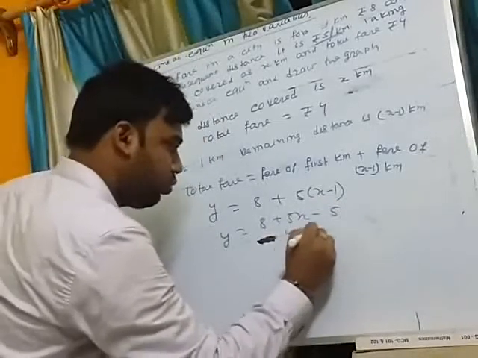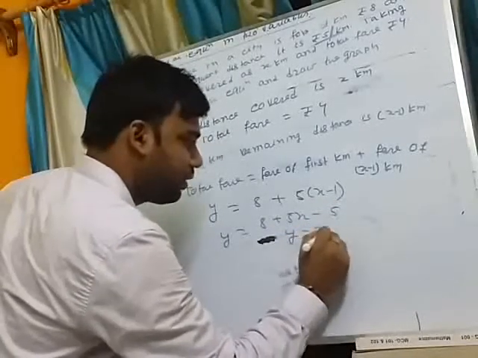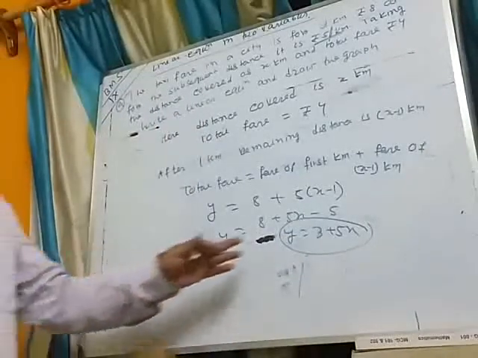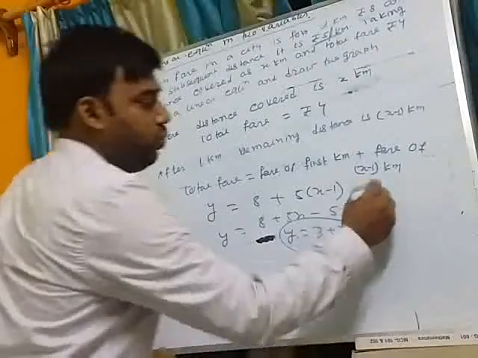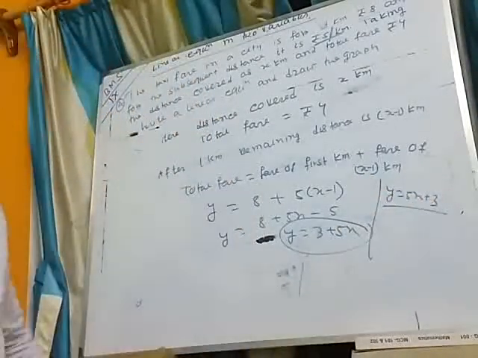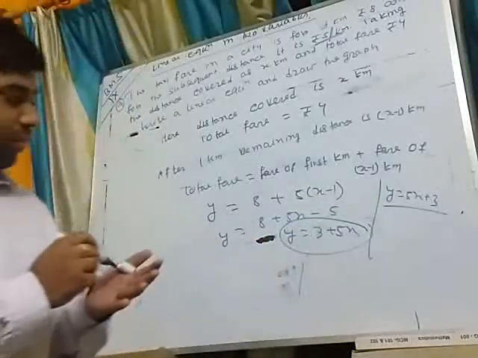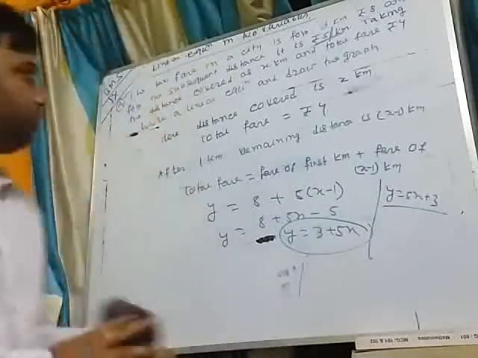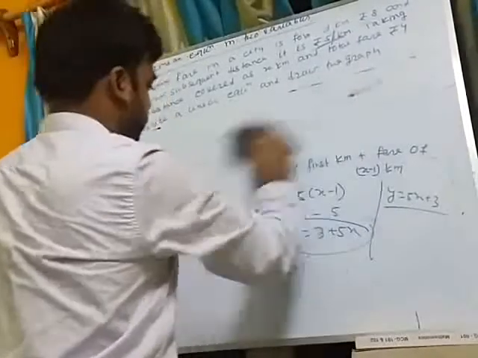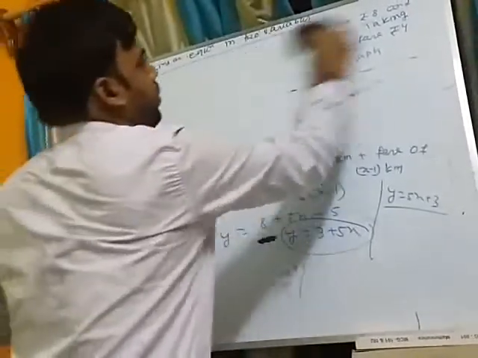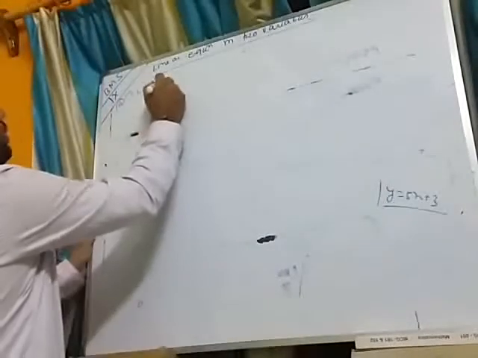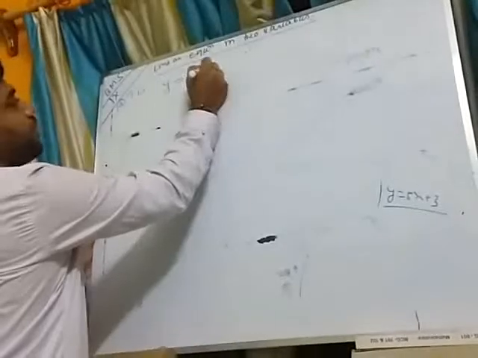So y equal to 8, that is 3 plus 5x. Okay, it is the linear equation, y equal to 5x plus 3. It is the linear equation and we should draw that graph on the graph paper. Okay, now the equation is y equal to 5x plus 3.